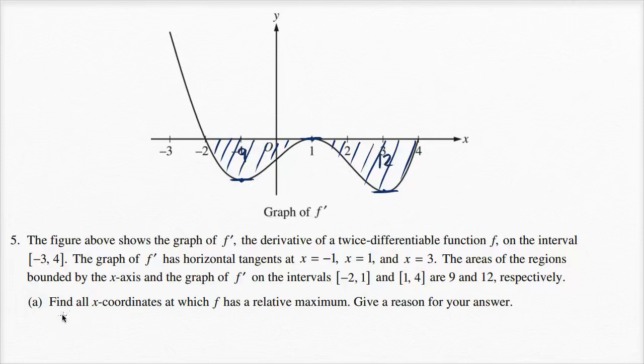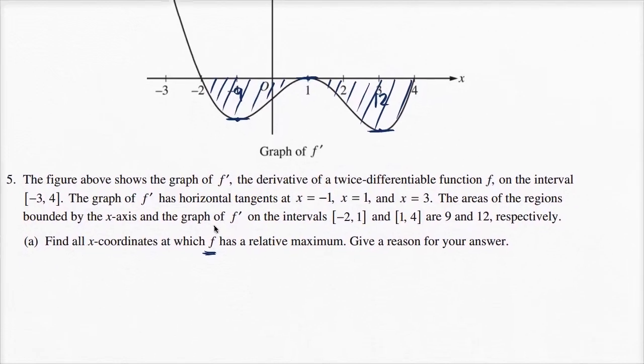So part A, find all x coordinates at which f has a relative maximum. Give a reason for your answer. All x coordinates at which f has a relative maximum. So you might say, oh, look, this looks like a relative maximum over here, but this isn't f. This is the graph of f prime. So let's think about, we don't have a graph of f in front of us.